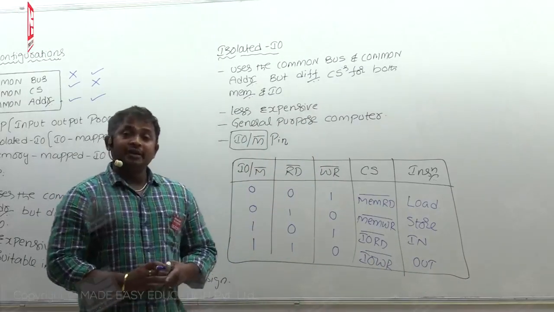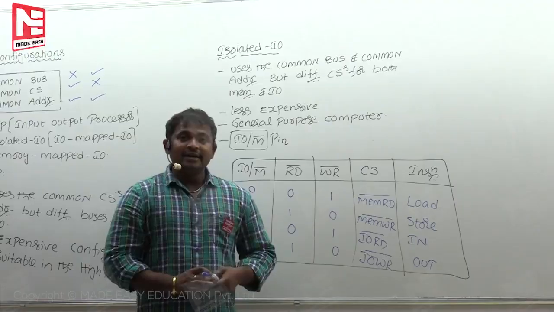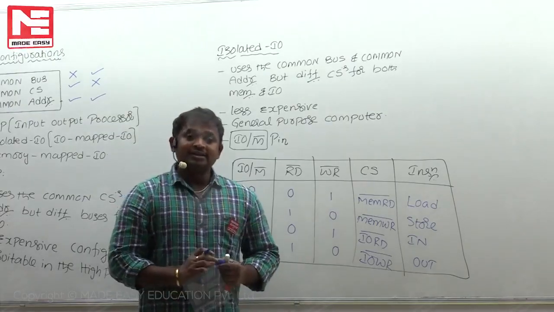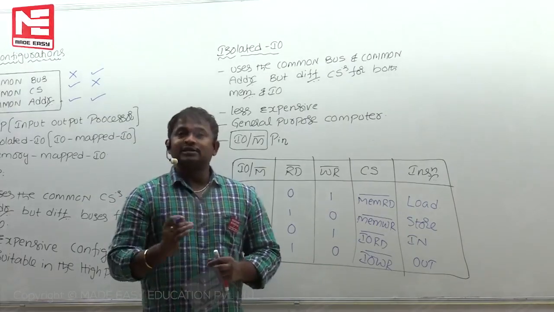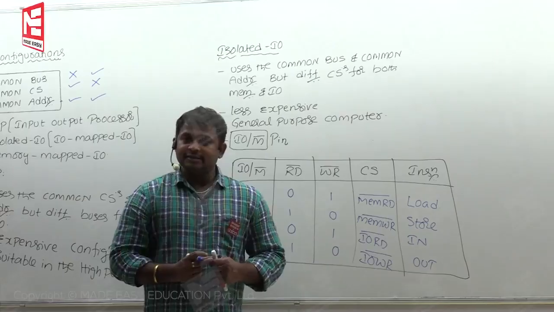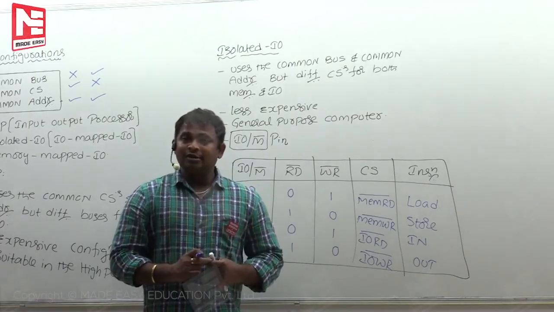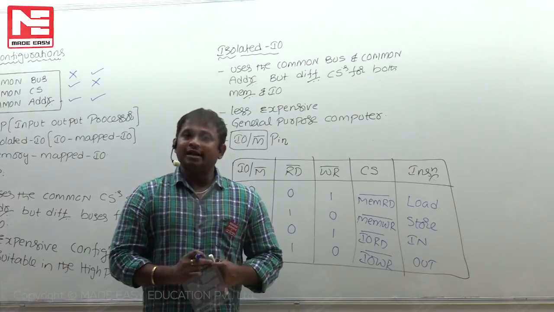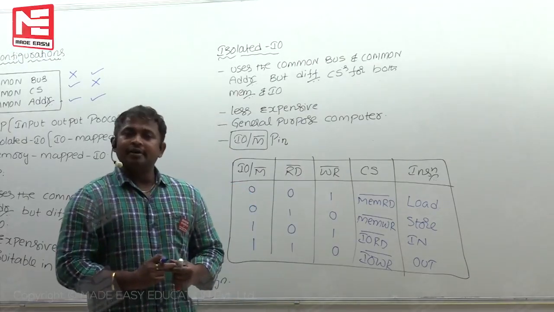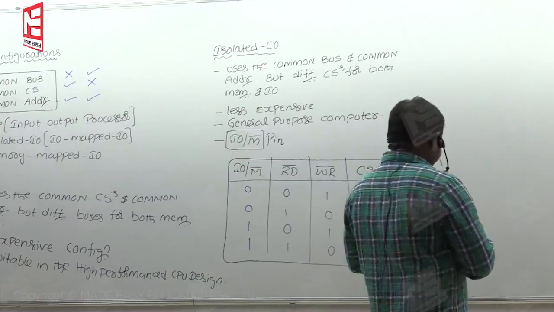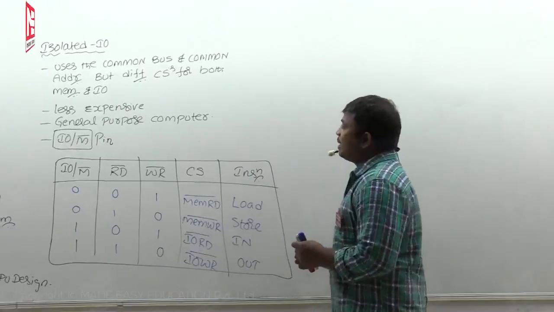Whenever the CPU instruction set contains IN and OUT instructions, that itself shows IO signals are separated from the memory signals. When IO signals are separated from the memory signals, the underlying configuration is an isolated IO configuration. Clear? Right. Next one, memory mapped IO.